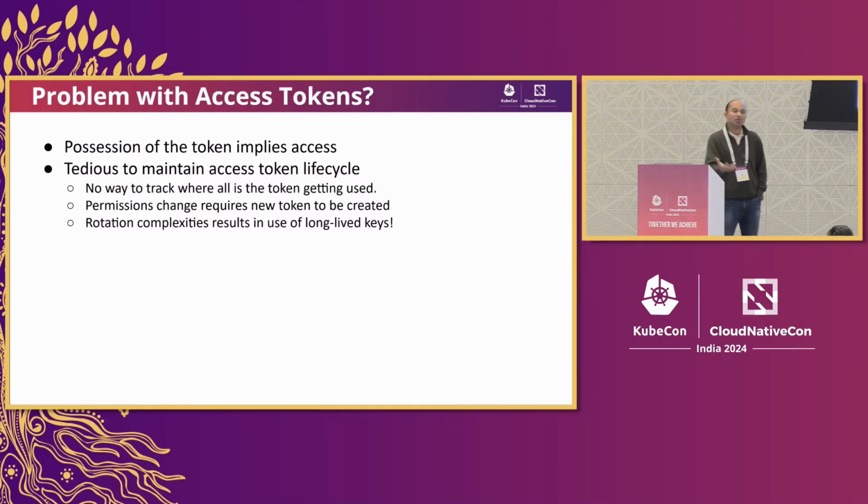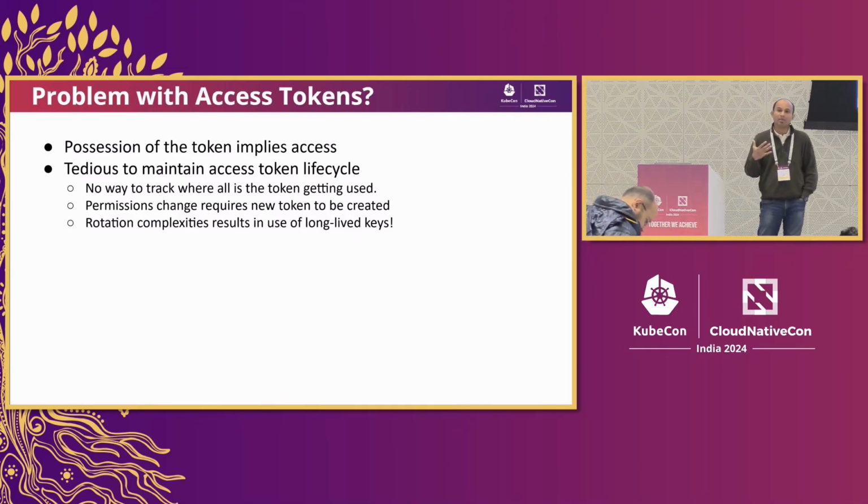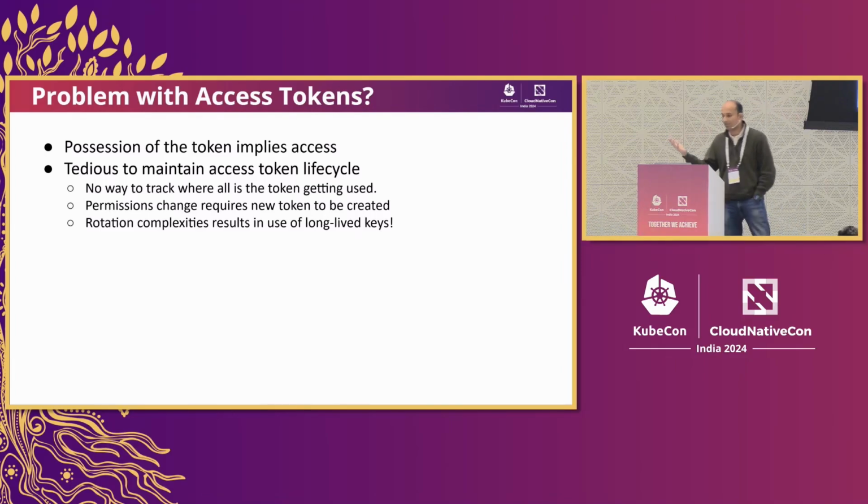And the byproduct of this is, in most cases, these access tokens end up having long-lived lives. These are long-lived keys, which increases the attack surface, right? If you have people moving out of an organization, they end up having the keys, and it's risky to have those kind of things. Contextual access is not possible.